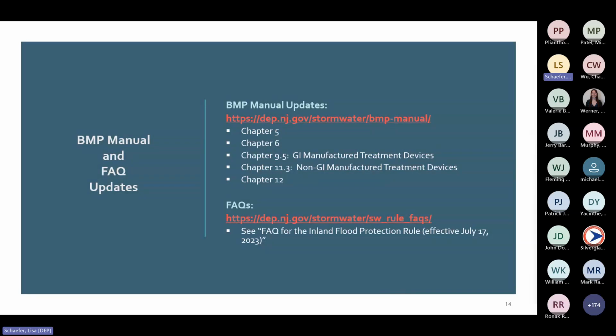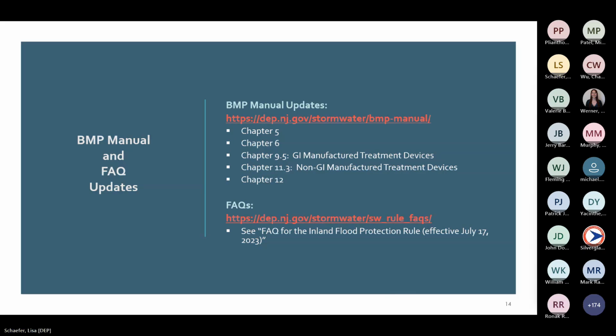All right, so we're almost at the end of our training. And pursuant to the adoption of the rule amendments from 2023, the BMP manual chapters that were updated to align with the rule adoption are listed here. Additionally, we had some FAQs that were overhauled to address various issues. Going forward, we are working on revisions to Chapter 12 and even Chapter 6, Groundwater Recharge.